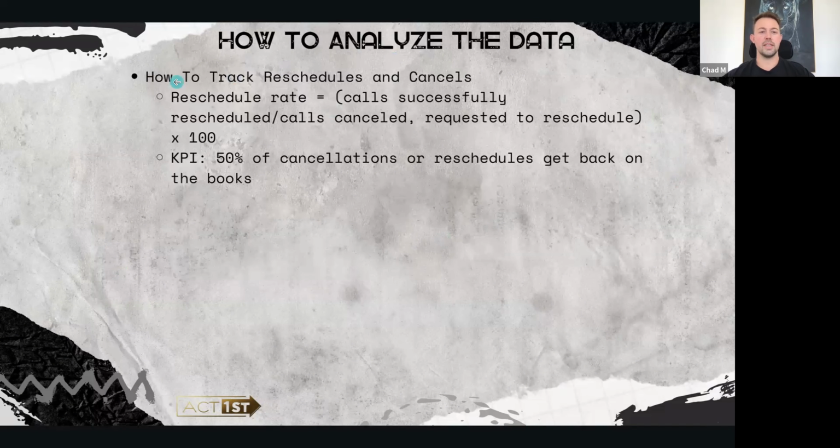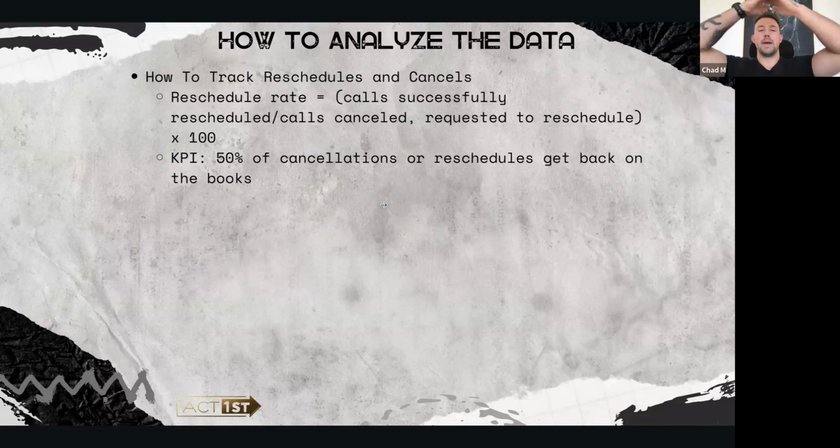All right, moving into the next metric. We have reschedules and cancels. Reschedule rate equals calls successfully rescheduled, the calls that you were able to successfully get back on the books, divided by the total number of calls that canceled or requested to reschedule. We're going to take that number and multiply it by 100. That will get us our reschedule rate. The KPI here is 50%. We want 50% of all cancellations or reschedules to get back on the books.